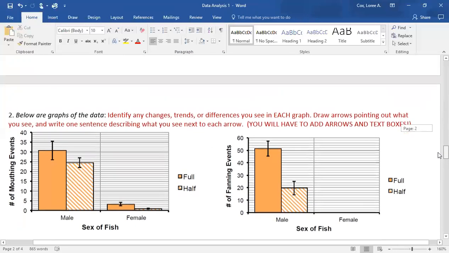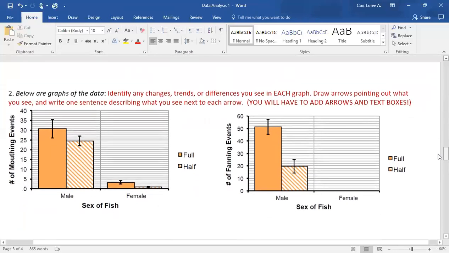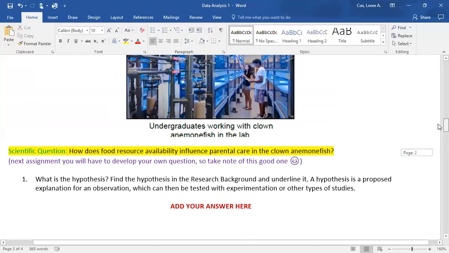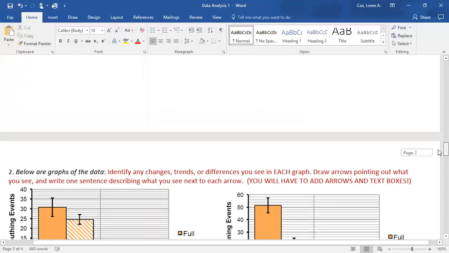Okay, now we have some graphs. This is where we all took kind of a south turn here, where it's a little bit off. They show you the sex of the fish, which is male and female, and then the number of mouthing events. So what was our testable question again? How does food resource availability influence parental care in clownfish?